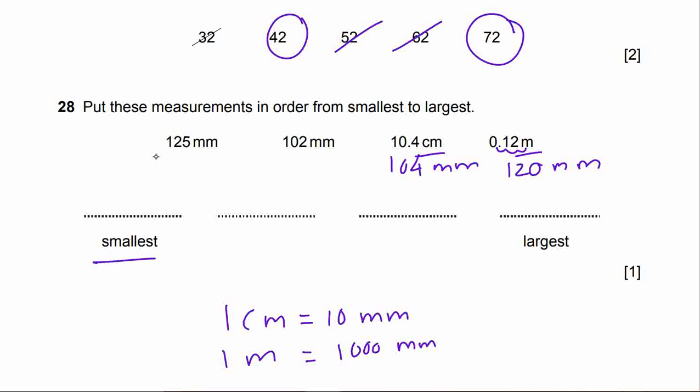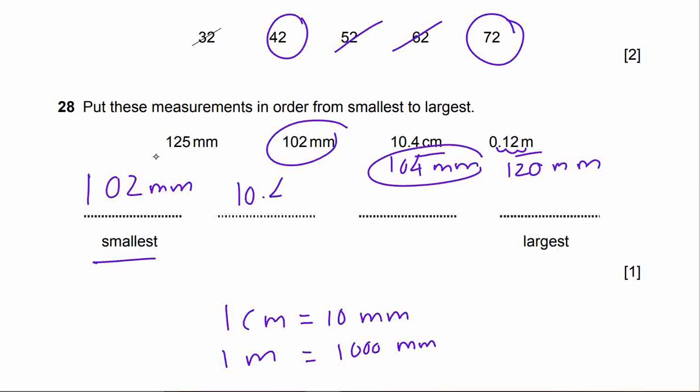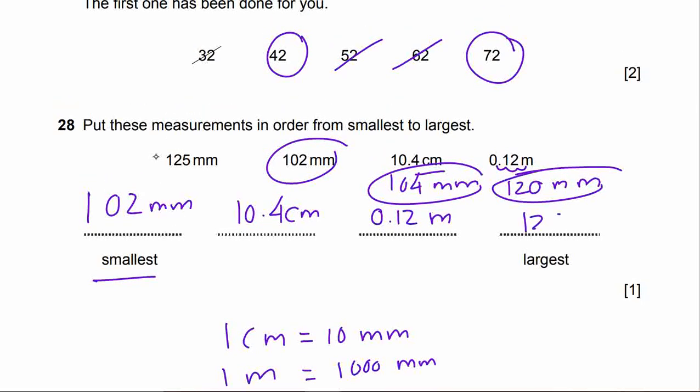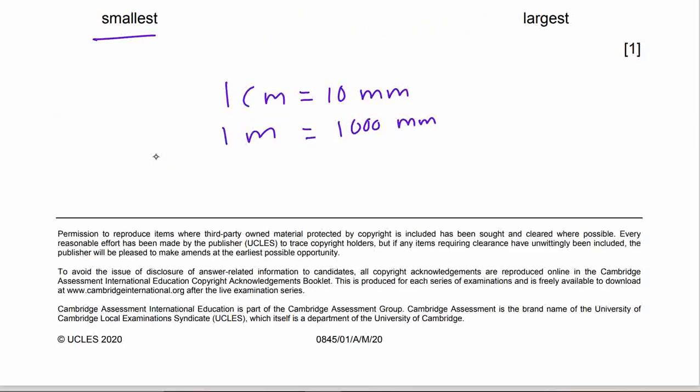The smallest will be 102. After that 104, but we have to write the real question. At the top is 10.4 cm and 120. 120 will be this one. The real is 0.12 meter, and the last will be 125 millimeter. So that's the end of the question.